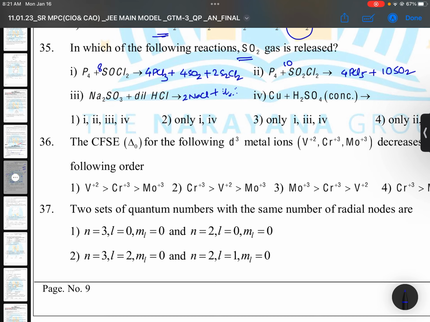In the third case, Na2SO3 plus dilute HCl, SO2 gas will come out. Copper with concentrated sulfuric acid also, SO2 will come out. I will give you the equations also.